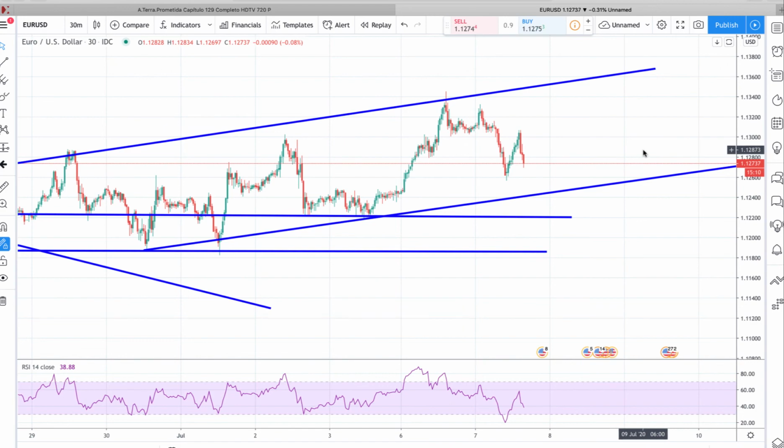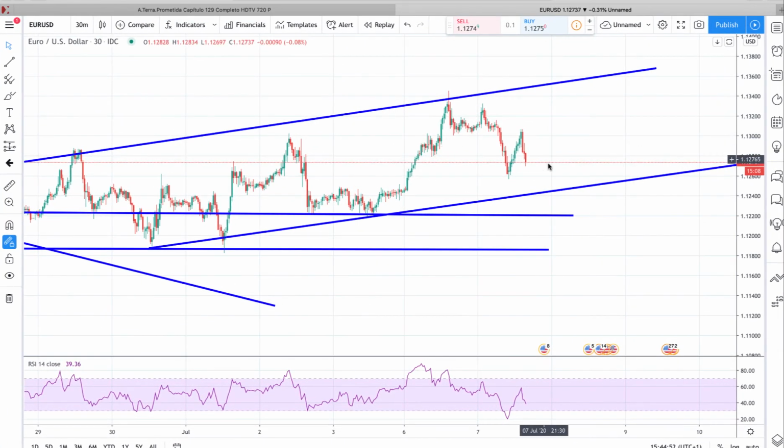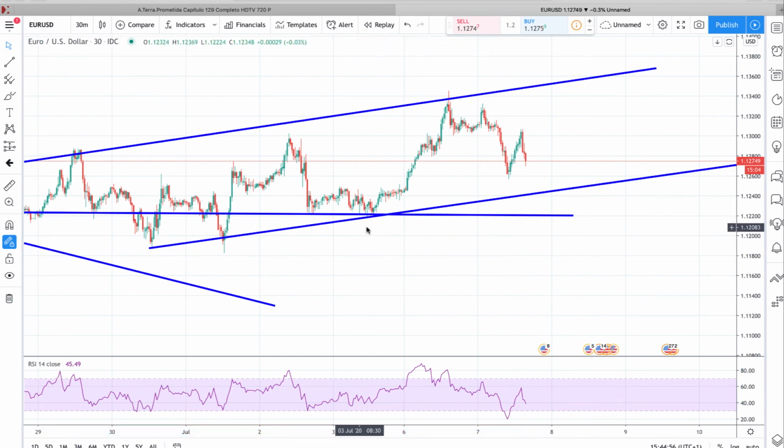Do you agree? Okay, so if you take this to the downside, let me just remove these lines now, because I don't want too many lines that make you confused.